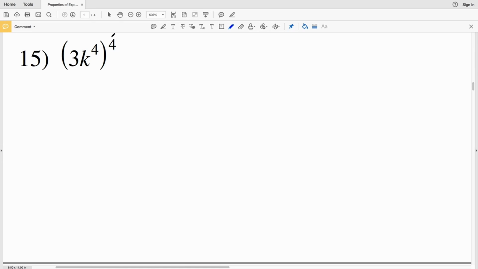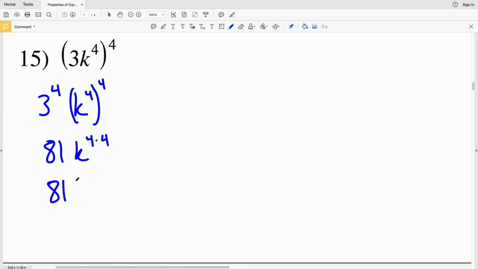Now I'll distribute that exponent of 4, so we'll have 3 to the 4th times k to the 4th, that quantity also raised to the 4th. So it'll be 3 to the 4th, which is 81, times k to the 4 times 4. So that's 81 times k to the 16th.